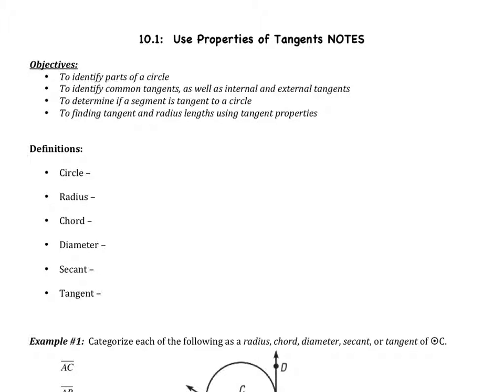To understand some basic vocabulary so that we can use it as we talk about the properties of a circle. Okay, so I'm going to start out with the first one, and that's a circle. If you were to define what a circle was, what would you come up with?